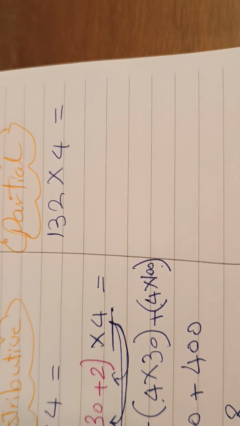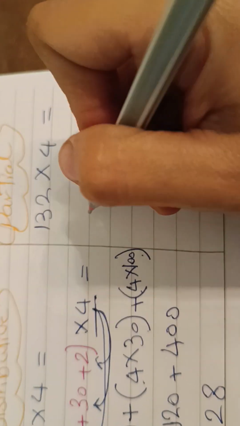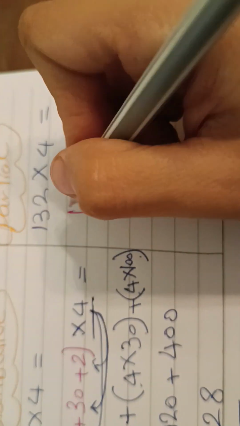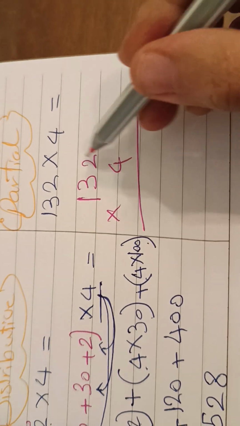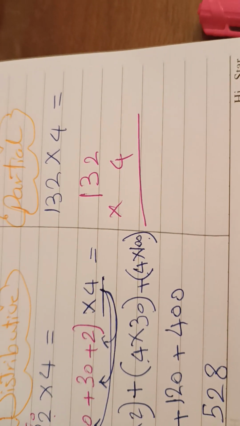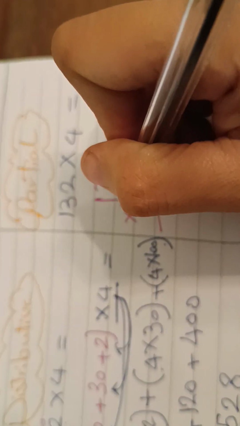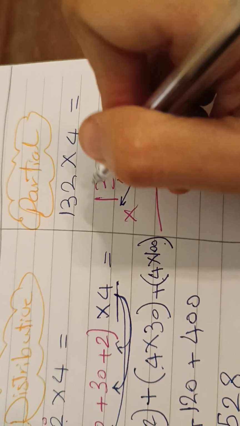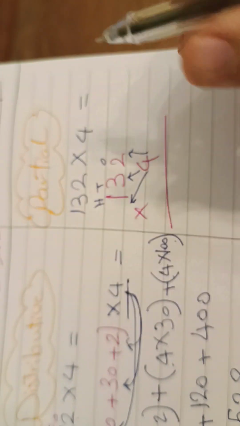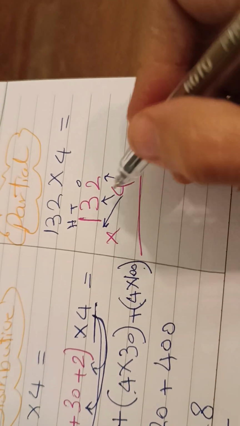Using the fourth strategy, which is the partial strategy, I have to write it in a vertical way. 132 by 4. Pick up. So I'll pick each digit here. Pick 2, pick 3, pick 1 up. I write the place values: ones, tens, hundreds, and don't forget to draw your partial. So here I have many sentences.